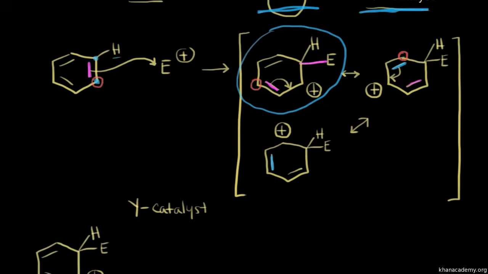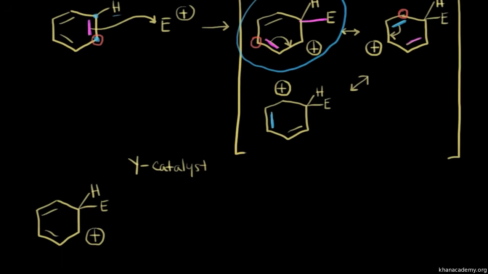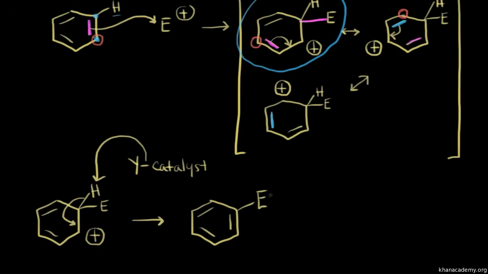And you could think about this as functioning as a base, or it's going to accept a proton. So I could show these electrons taking this proton. And if it takes that proton, that leaves these electrons behind. And those electrons are going to move in here to reform your benzene ring and take away that +1 formal charge. So let's go ahead and show that. So we now have our benzene ring back, and our electrophile is now bonded to our ring and the proton has left. So the electrophile has completely substituted for that proton.